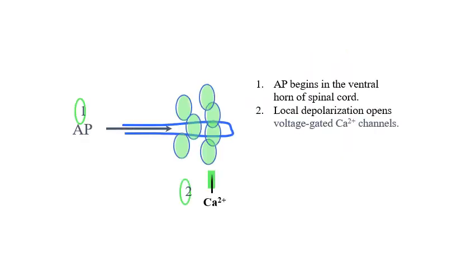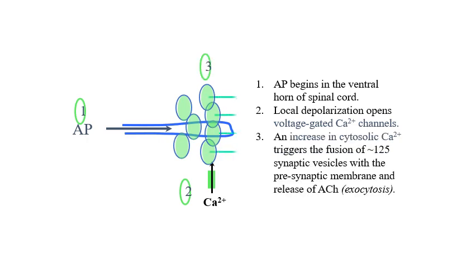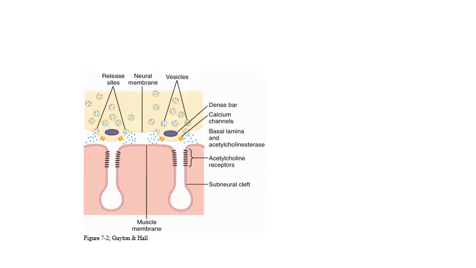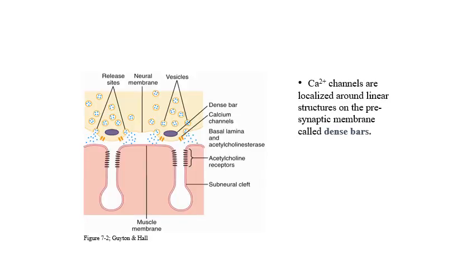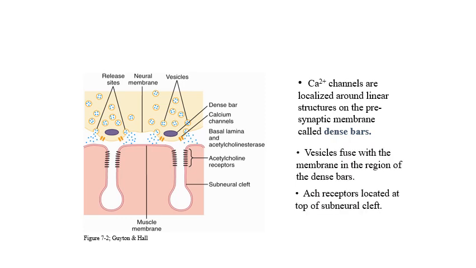And first, the action potential in the spinal cord ventral horn causes depolarization, opening gated calcium channels, and this increased cytosolic calcium causes fusion of 125 synaptic vesicles with the membrane, causing exocytosis and initiating muscle contraction. So this is just an overview, guys. Each and every process we are going to do in detail with every lecture, okay?